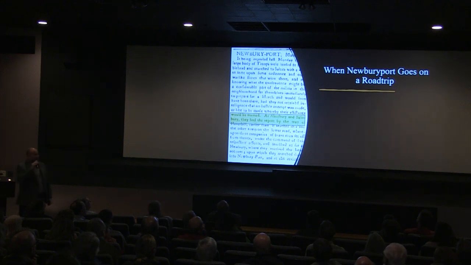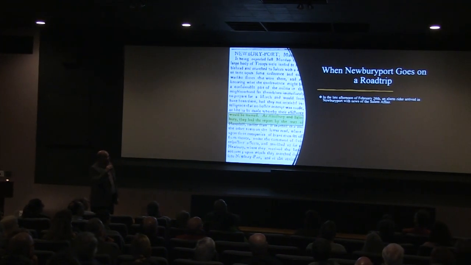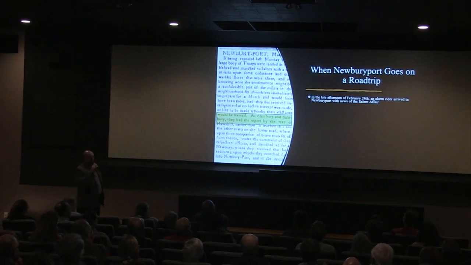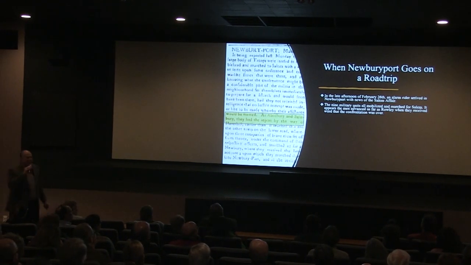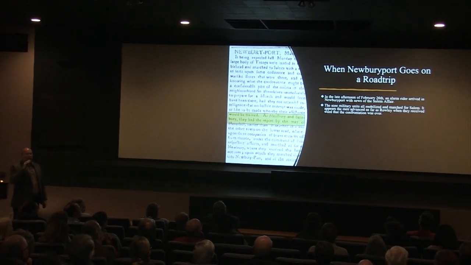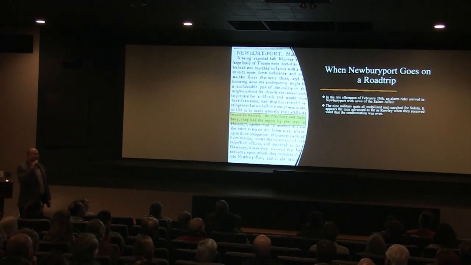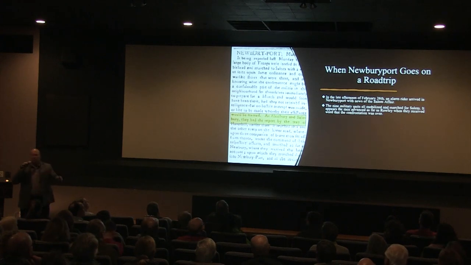This is my favorite story about the Salem affair, and this is just a snippet of the newspaper account. Late afternoon, February 26, an alarm rider arrives in Newburyport with news of the Salem affair. At the time of Lexington and Concord, there are 9 minute and militia and independent companies in Newburyport. You have 4 militia companies, 2 Minuteman companies, an independent Marines, independent artillery, and an independent, simply called the independent company. They all mobilized and marched for Salem. It appears the men advanced as far as Raleigh, where they received word, it's over, you can turn around and go back home.